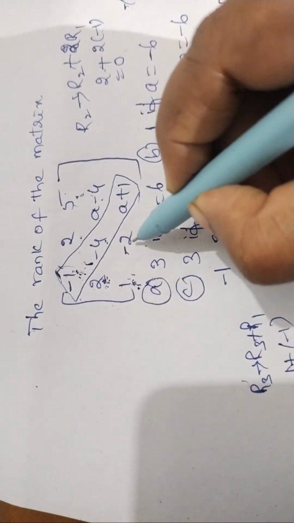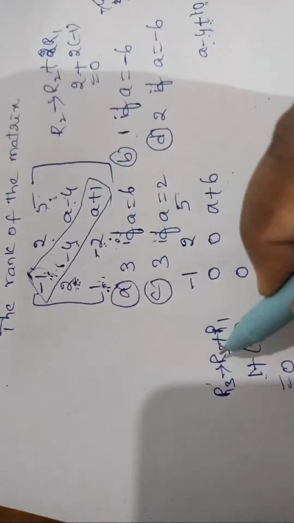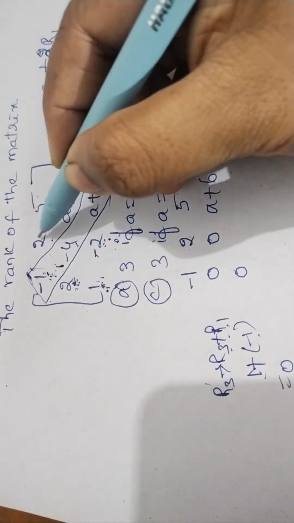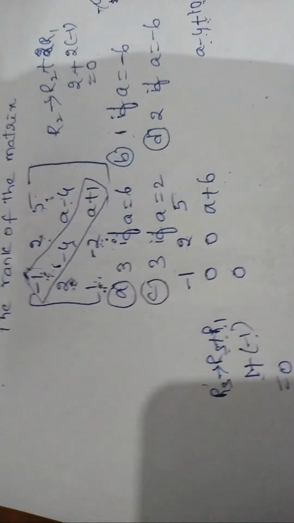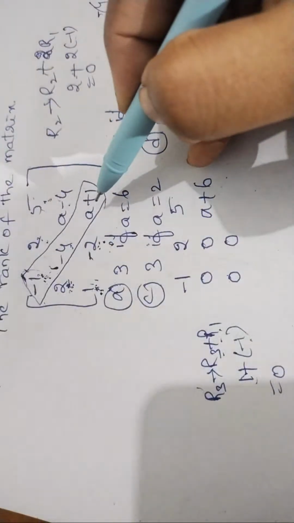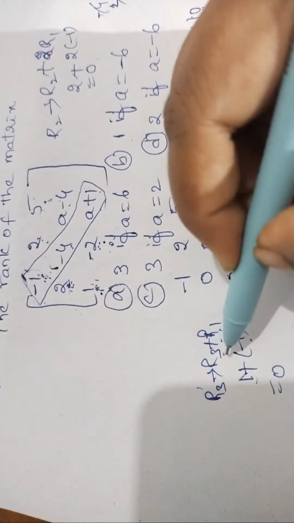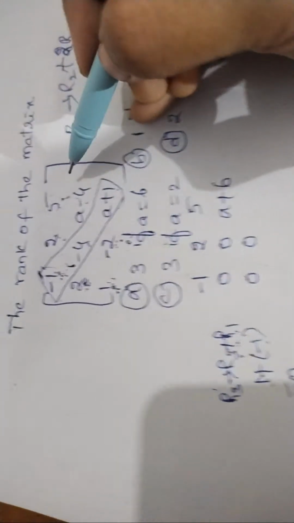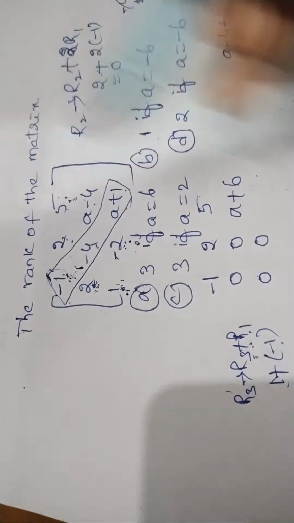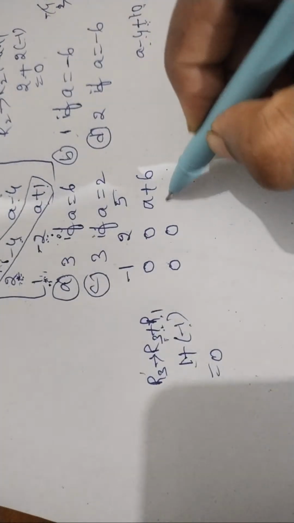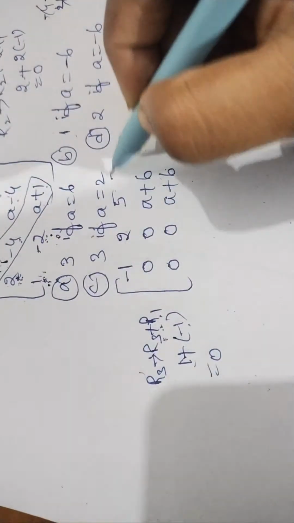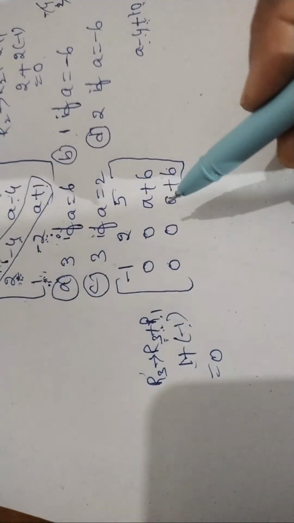Next, what we have? -2. So as I told, the operation is R3 plus R1. What is R3 here? -2 plus R1: -2 plus 2, 0. The next element is a plus 1. That is R3, a plus 1 plus R1. What is R1 here? Plus 5. So a plus 1 plus 5, a plus 6. Okay, so I got this.